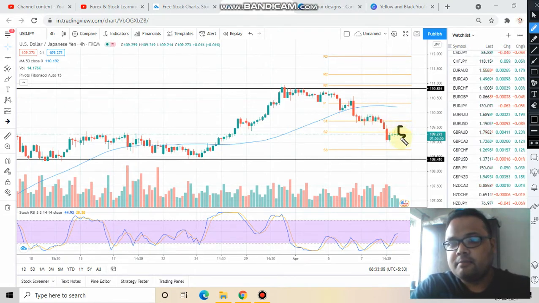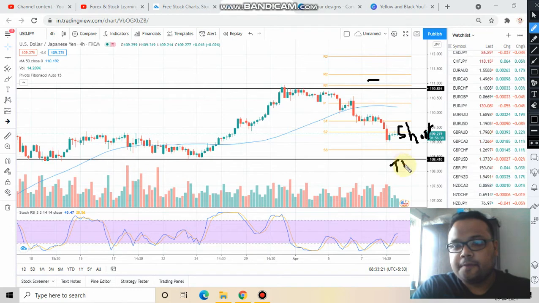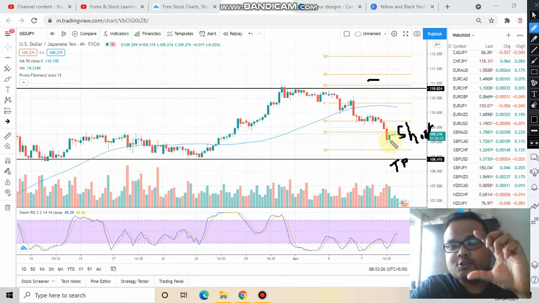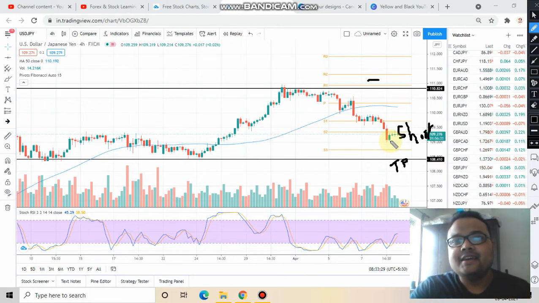Because if you short the market here, your stop loss will be somewhere around here, because this is the ideal place to keep your stop loss. If this is your stop loss and this is your take profit target, because the market has support here, you're going against the discipline of risk to reward ratio. So this is not the ideal position to short the market. Yes, the market may fall further, but you cannot go against the discipline.